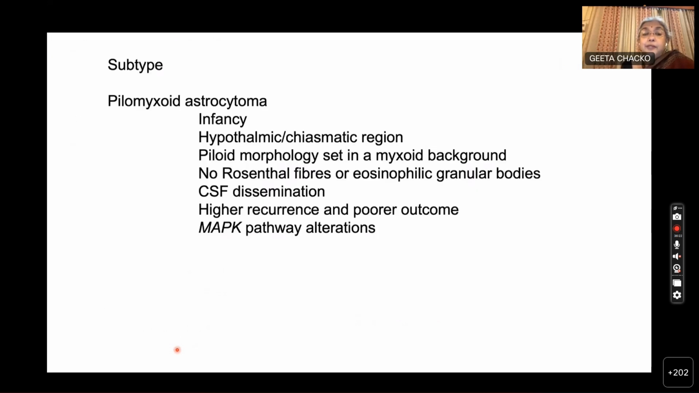There are subtypes which are described. You mentioned the pilomyxoid. This is generally seen in infancy. It's in the hypothalamic chiasmatic region. It has the same piloid processes, but it's set in a myxoid, a bluish background. You do not see Rosenthal fibers and eosinophilic granular bodies in it. Sometimes pilocytic astrocytomas may have a pilomyxoid focus in them. The importance of them is that they are supposed to have a poorer prognosis, but they have not been graded differently.